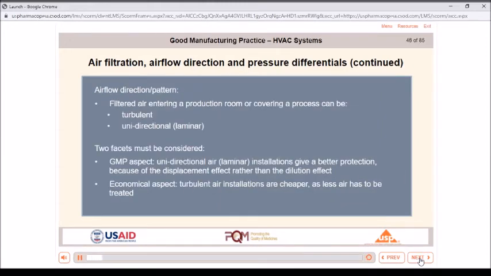Air filtration, airflow direction, and pressure differentials continued. Airflow direction pattern. Filtered air entering a production room or covering a process can be turbulent, unidirectional, laminar. Two facets must be considered. GMP aspect. Unidirectional air, laminar installations give a better protection because of the displacement effect rather than the dilution effect. Economical aspect. Turbulent air installations are cheaper as less air has to be treated.